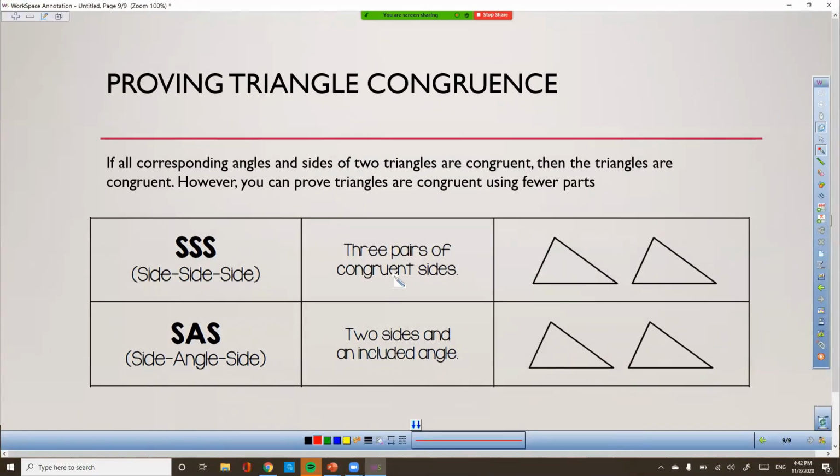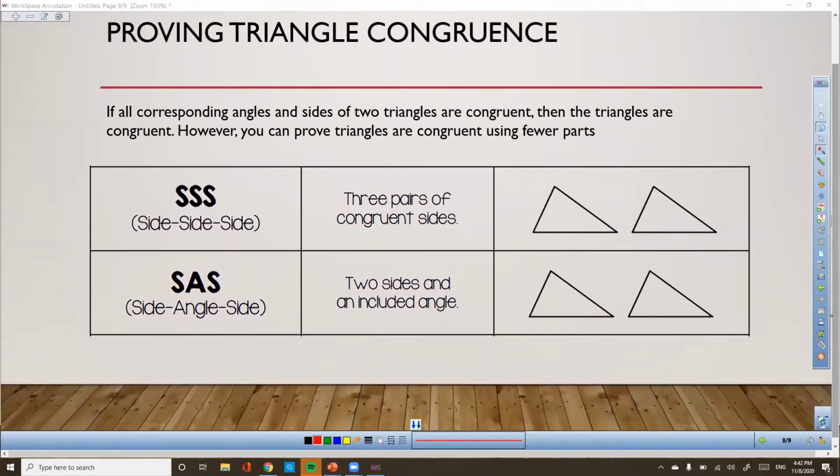So here we're going to be looking at two different ways we can prove triangles are congruent with only knowing 3 parts of the information. 3 parts are congruent. So the first one is called SSS, which means side, side, side, which means that we have 2 triangles with 3 pairs of congruent sides. So for example, here we have this one side is congruent to this one side. This other side will be congruent to this other side. And this third side is congruent to this third side here.